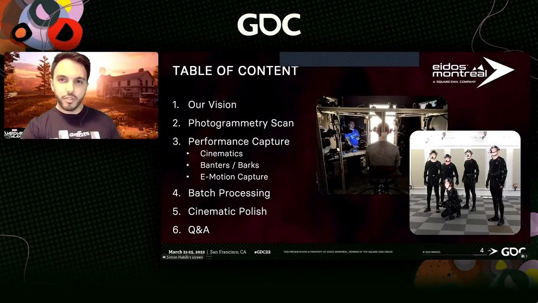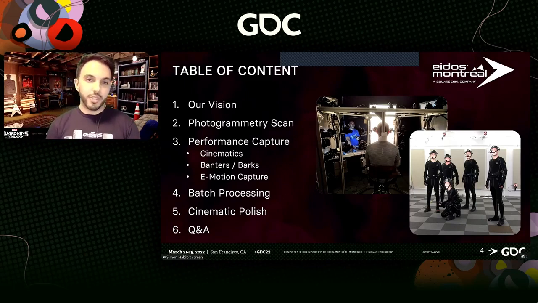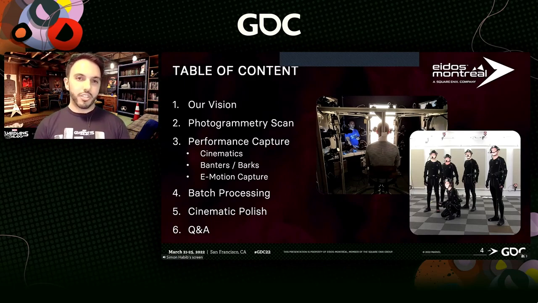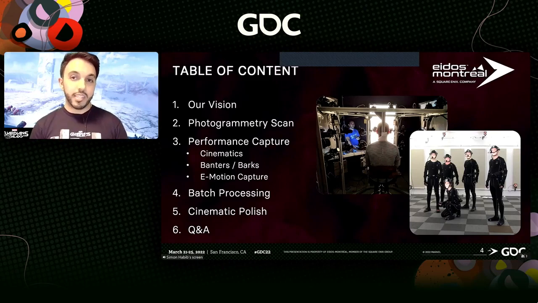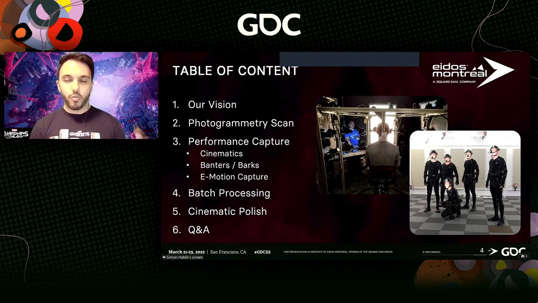Here are the topics we'll be covering in this presentation. We'll begin by talking about the vision, our goals and expectations at the start of the project. Next, we'll talk about the photogrammetry scan. This is the process in which we take images of a model in order to get anatomically correct characters. In the third section, we'll explore the 3 types of performance capture that we used in our game. In the fourth section, we'll talk about how we processed all the data from these capture sessions and converted them into animations. In the fifth section, we'll talk about the cinematic polish and how we brought these animations to final quality. And finally, if we have time, we'll end with a Q&A.